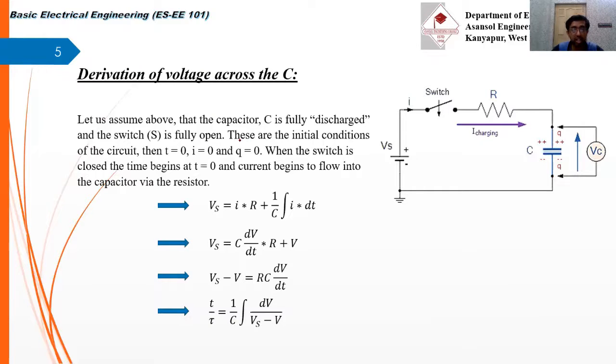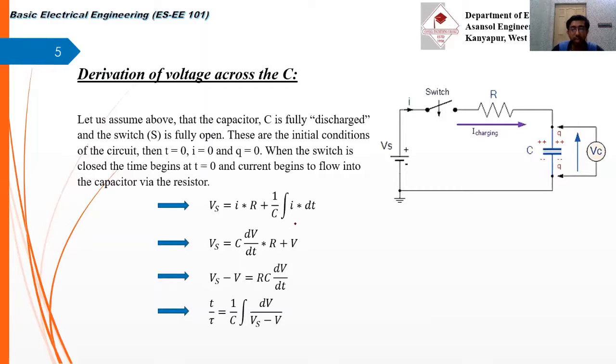These are the initial conditions of the circuit. At t equals 0, I equals 0 and Q equals 0. When the switch is closed, time t begins at t equals 0 and current begins to flow into the capacitor via the resistor. So here we can say that Vs equals I times R plus 1 by C integration I dt.